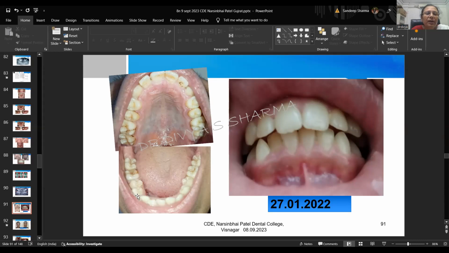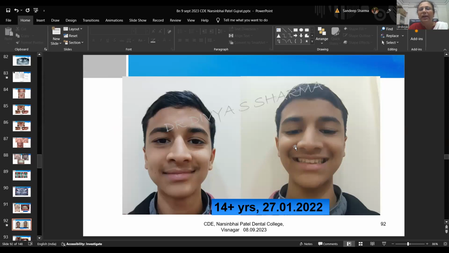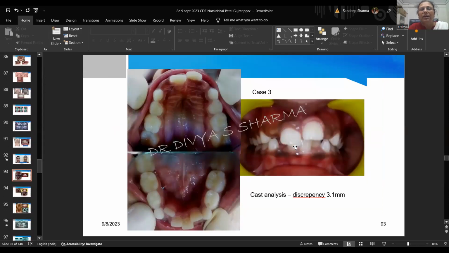So there is a severe crowding. You can see this little bit of canine, still labially placed, but it is not so much that it looks ectopic. So still we can go with interdental slicing and it will correct by itself. Patient is happy. Another case of the severe crowding type.